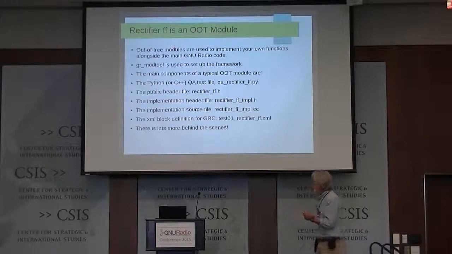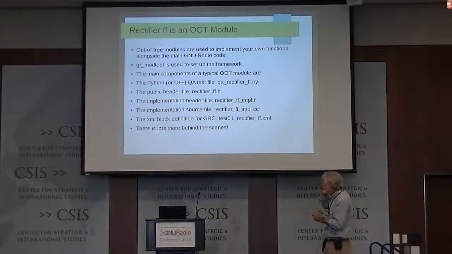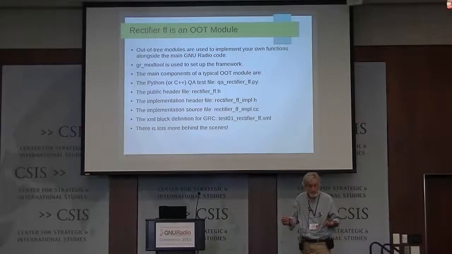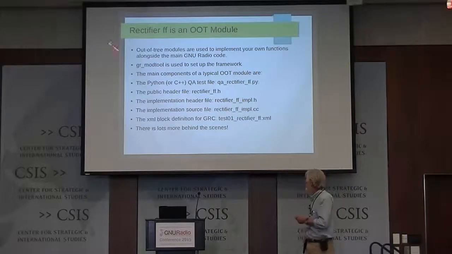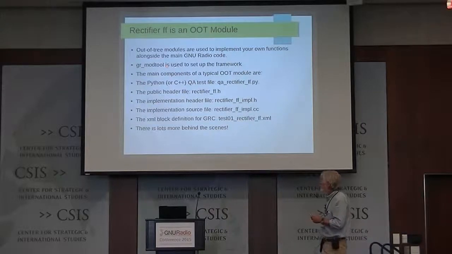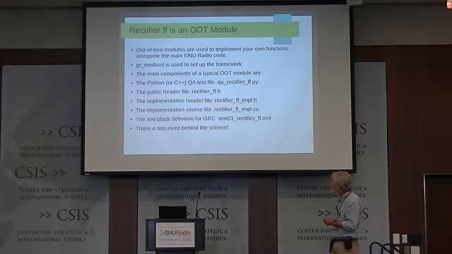Most of you probably have been playing with our OOT modules, and you know a lot of that stuff. So the gr_modtool is the thing that we use to set up the structure for an OOT module. Then the main components that you have to do yourself is the quality assurance part. I did it in the Python file, the QA file here for the rectifier. Then the public header file for the rectifier, the implementation header file, which is derived from the public header file, the implementation source file, and the XML block.